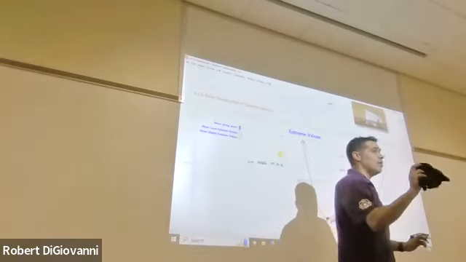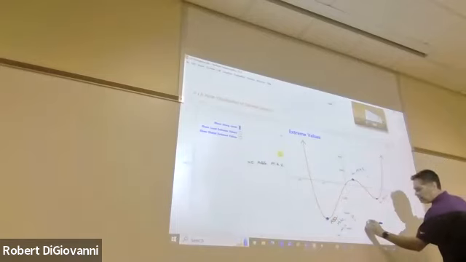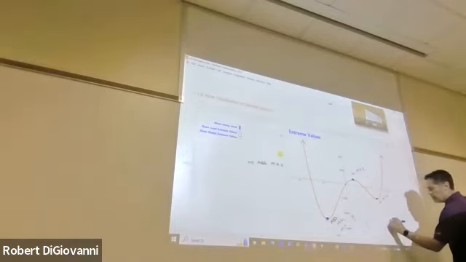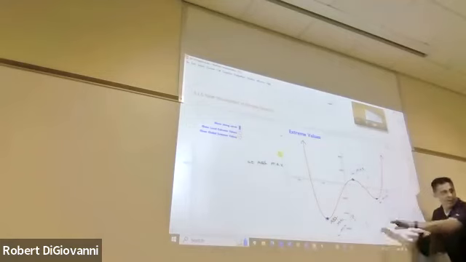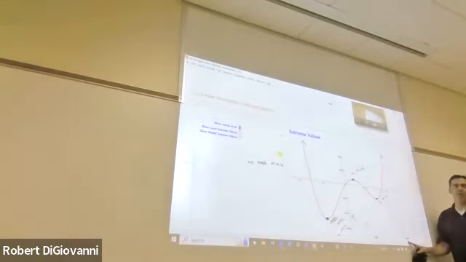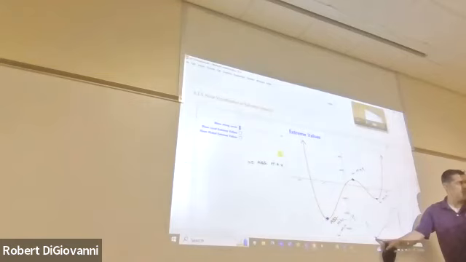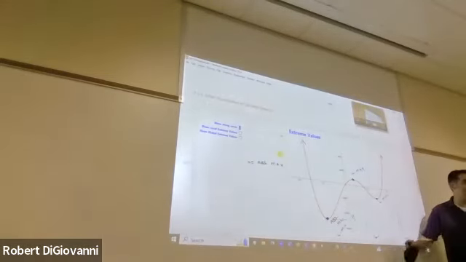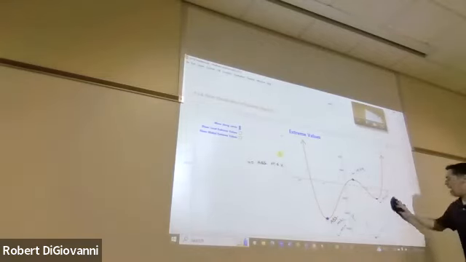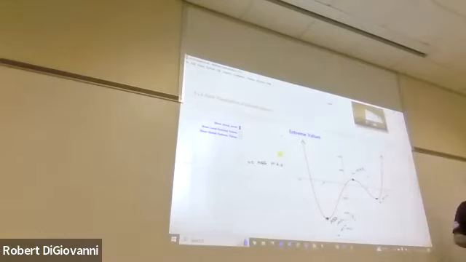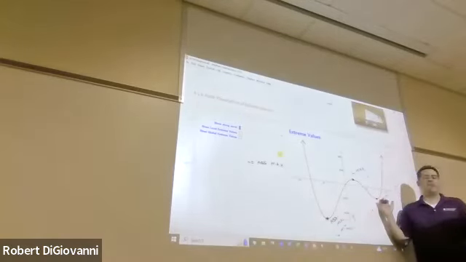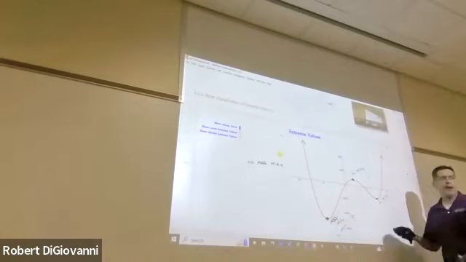Now you could have them. It could happen. If you had a graph that came back over here and then like that, do you see that this value and this value are the same? They would both be locals, but the absolute minimum would be the same because it's the same y value. So the absolute minimum or maximum can occur at multiple places. In this particular case, it's not, though. These aren't the same y values. Got it?